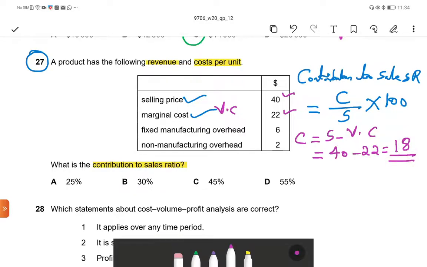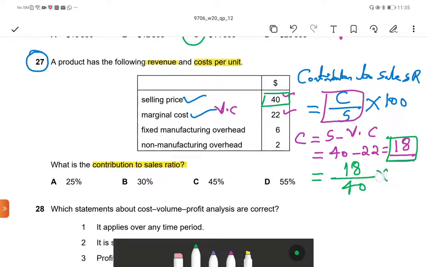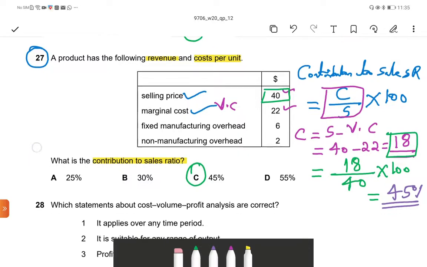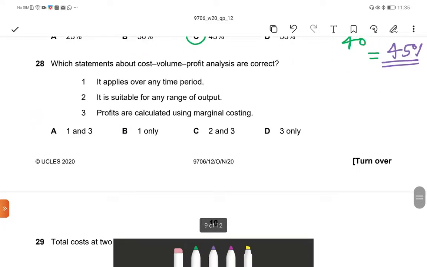And now we can apply the equation, C by S. C, the contribution, is 18. Sales is 40. So 18 divided by 40 multiplied by 100 is equal to 45%. So the correct answer is C. C is the correct option. Next, 28.